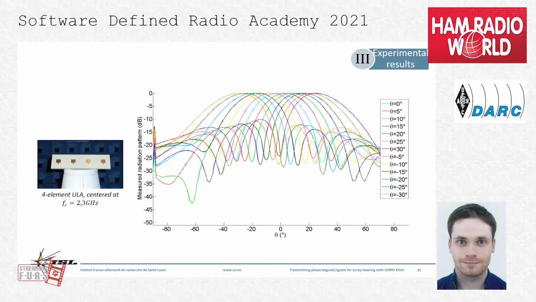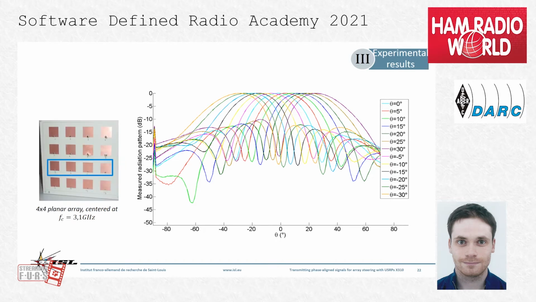The first result plots the radiation patterns measured with the transmitting ULA at 2.3 GHz. Each colored plot corresponds to a given direction θ set by the user for the array main lobe. The measurement shows that for values of θ between -30 and +30 degrees, the main lobe is effectively centered around the value of θ set by the user. That is to say, the lobe is steered correctly.